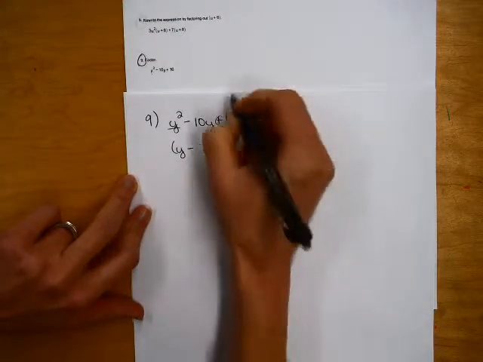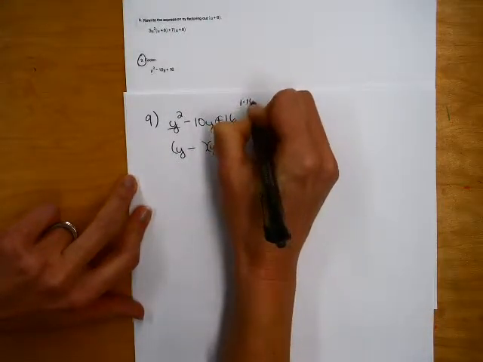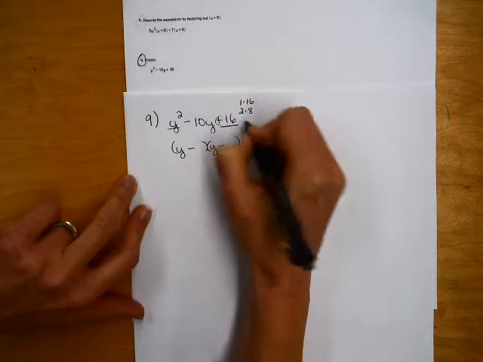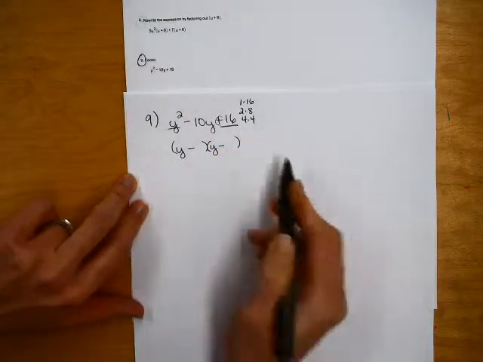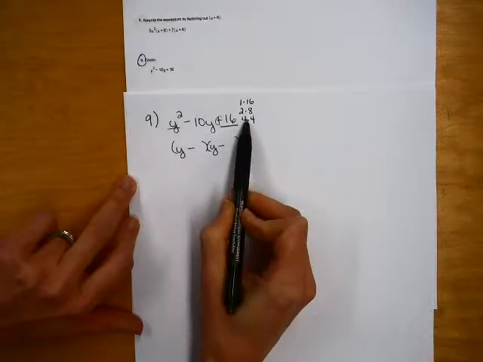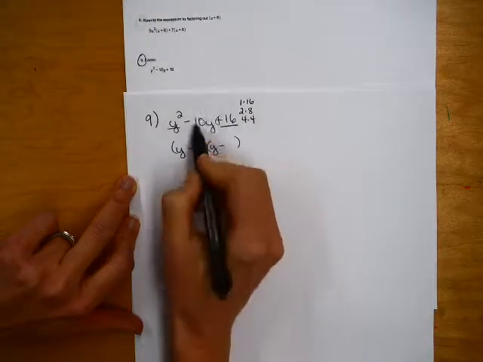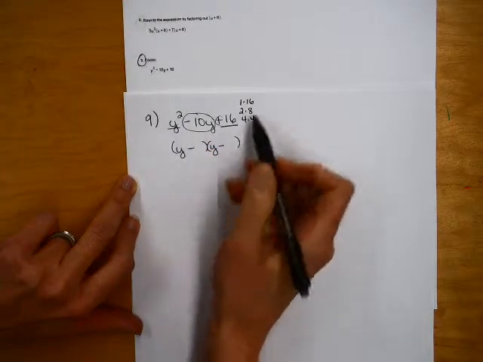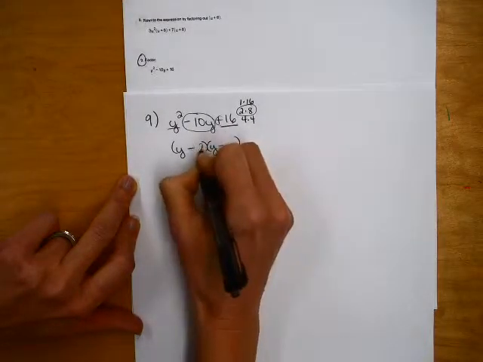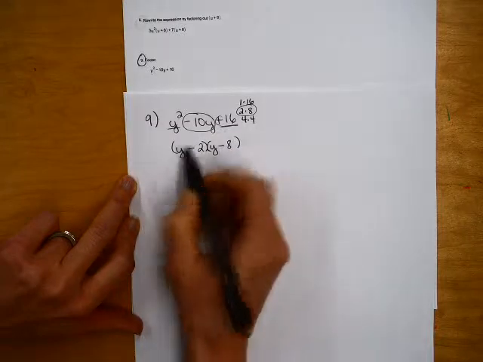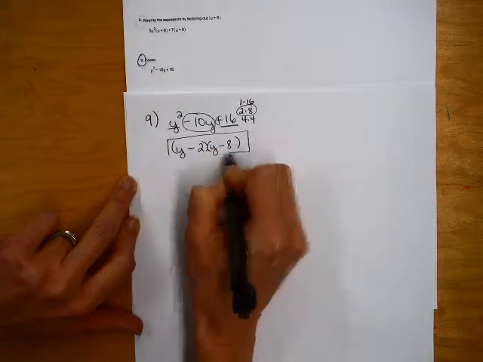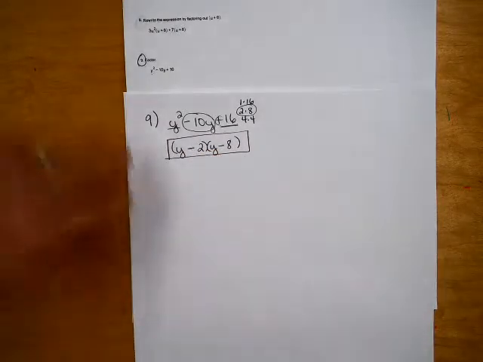Now I work on factoring 16, and I always start 1 times 16, 2 times 8, 4 times 4. And I need to pick the pair of numbers here that, since signs are going to be the same, would add to give me this middle term. And so that would have to be the 2 and the 8. And so this factors to y minus 2 times y minus 8.